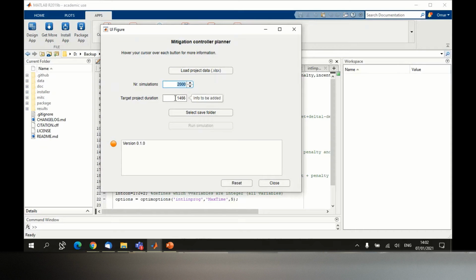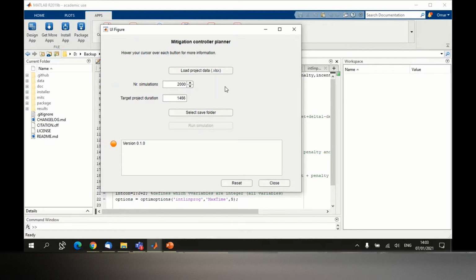And the target project duration. This is your target duration, the duration within which you would like to have your project completed. If you have a delay, then your estimated duration should be larger than this number. But if you want to optimize or mitigate your duration, then this number should be lower than the actual duration of your project.